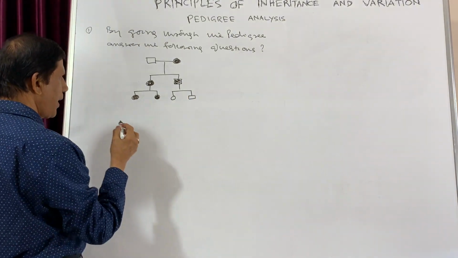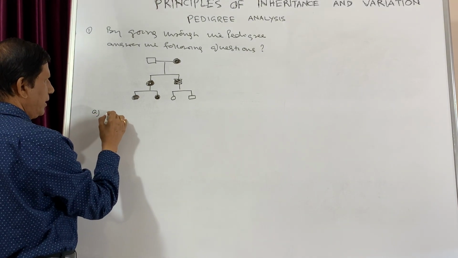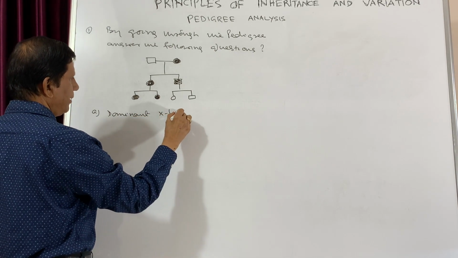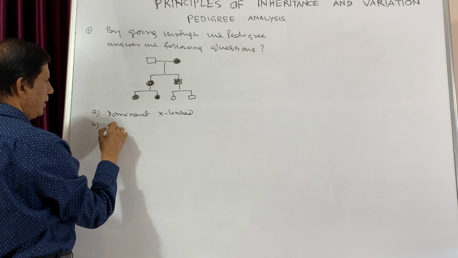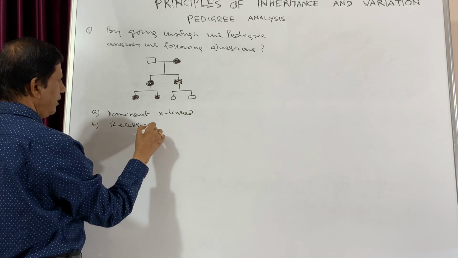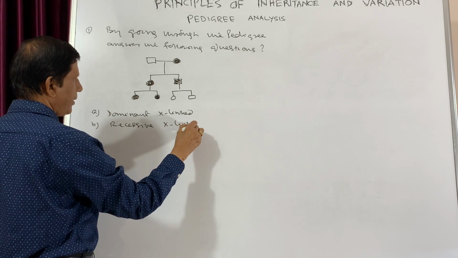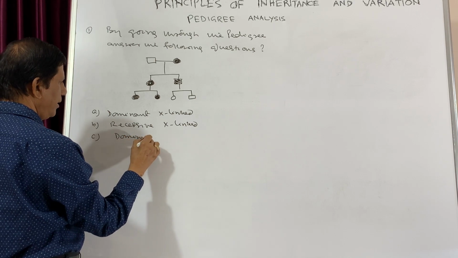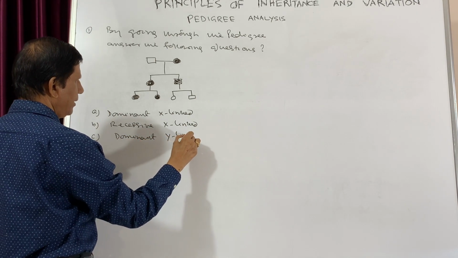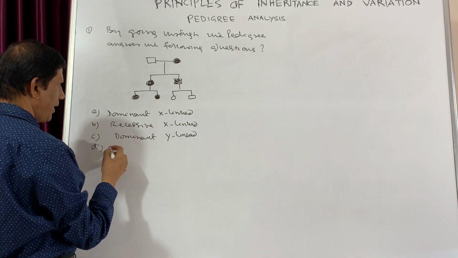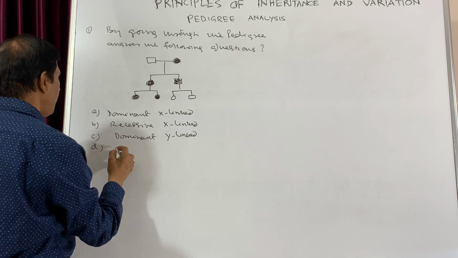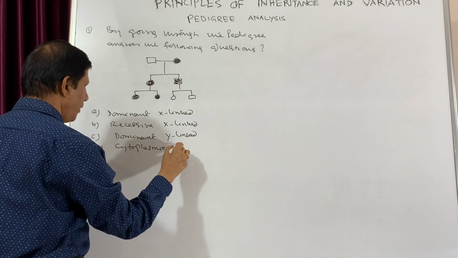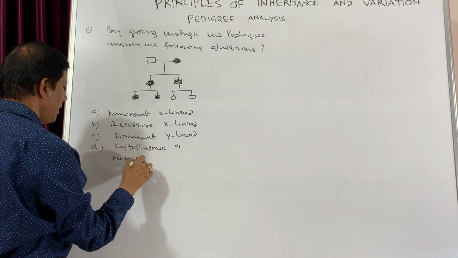Now what are the choices? The first choice is dominant X-linked. Second choice, recessive X-linked. Then the third one is dominant Y-linked, and the fourth one is cytoplasmic or mitochondrial inheritance.